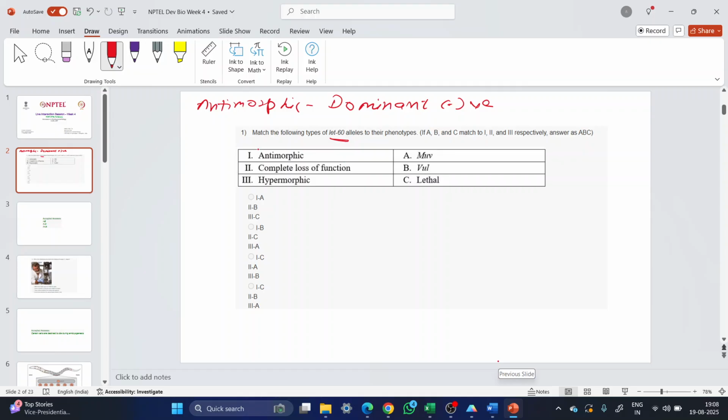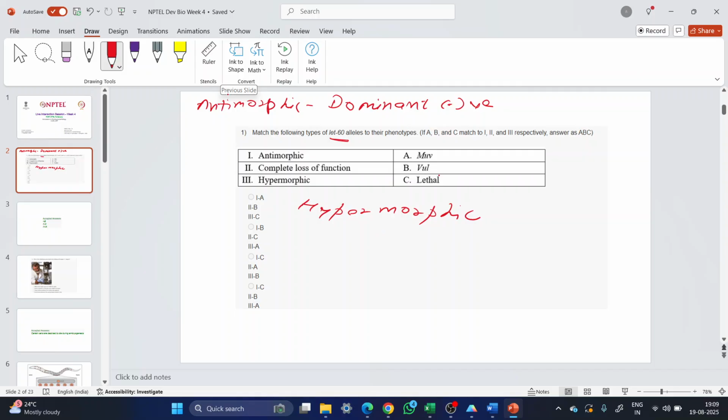Then hypermorphic. Now what is the meaning of hypermorphic? Hypermorphic is just the opposite of antimorphic. Antimorphic means the morphology is not going to be shown. Hypermorphic means the morphology will be shown more than the normal observed. That means there is gain of function. Such alleles that are hypermorphic cause an increase in the normal activity of the gene product, which leads to gain of function. So the hypermorphic allele makes the gene overactive.